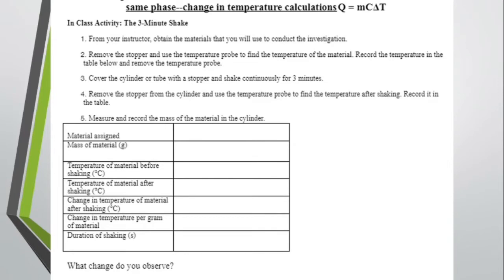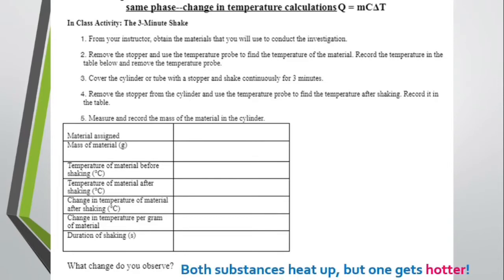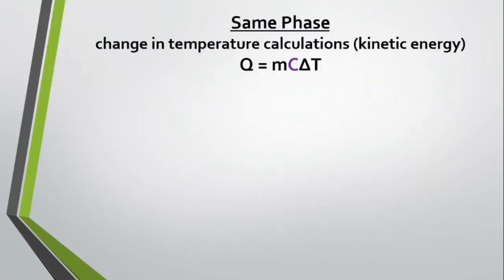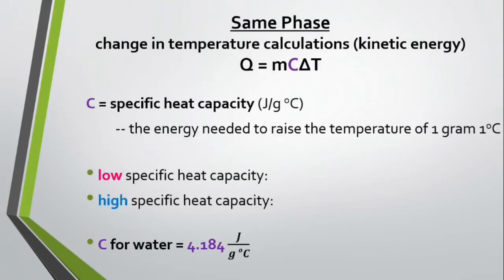So let's get to the actual calculations we're going to need, and it's related to this 3-minute shake idea. And you can see the equation we're going to be using up there in the corner, but really the big idea that you would get from this is when we shake two different materials in the same kind of container for the same amount of time, they're going to heat up because you're adding energy to them, but one of them will get hotter based on this idea of specific heat capacity.